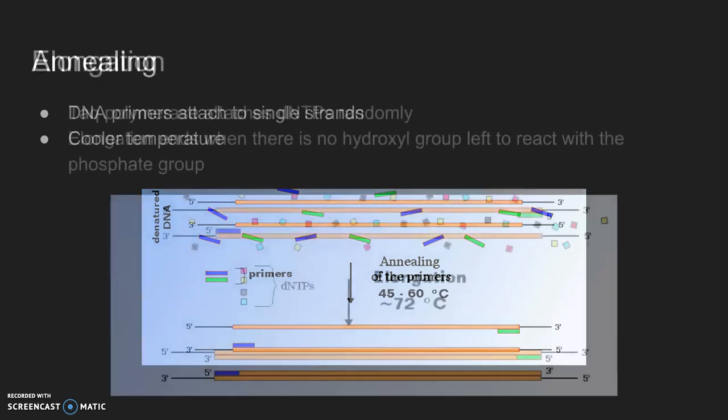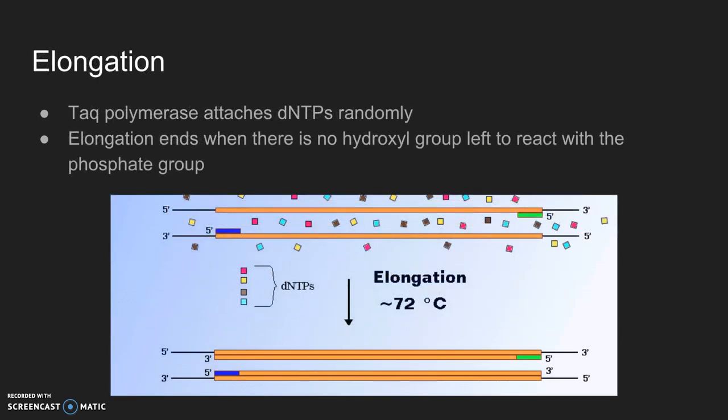Now we have the last stage of PCR, which is elongation. In this step, the temperature is increased to allow the Taq polymerase enzyme to do its job. Taq polymerase attaches to the DNA primer and adds the dNTPs randomly in the 5' to 3' direction. Elongation ends when there's no hydroxyl group left to react with the phosphate group on the DNA strand. The result is 2 double-stranded sequences of target DNA, each containing an original strand and a newly synthesized strand.